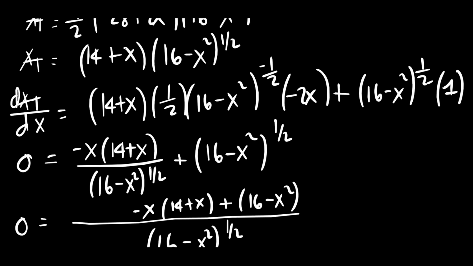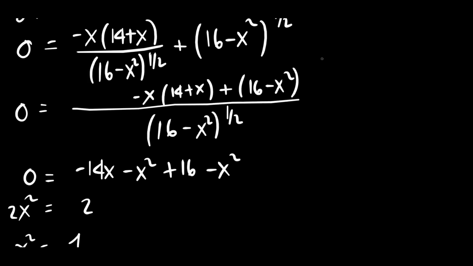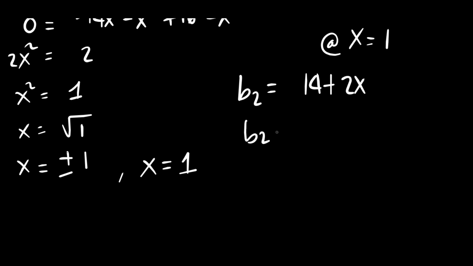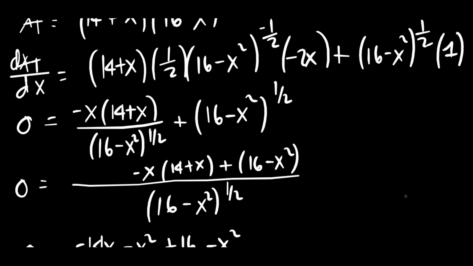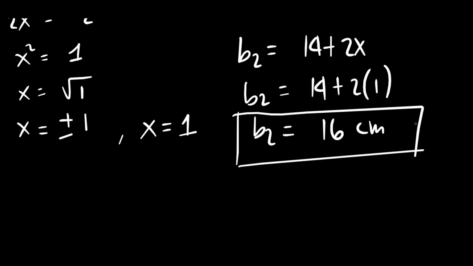So at x equal to 1, base 2 is equal to 14 plus 2x. At x equal to 1, our base 2 here is 14 plus 2 multiplied by 1. So base 2 is equal to 16 cm. So this is now our final answer. Let's check if our answer is correct. So 16 cm, our answer here is correct. So let's proceed to another number.